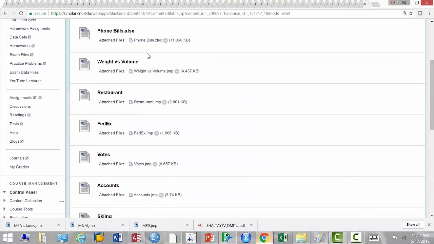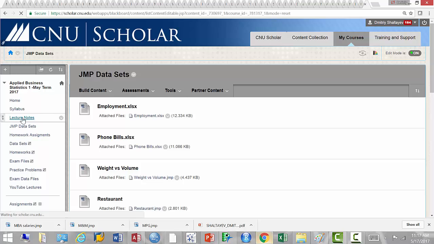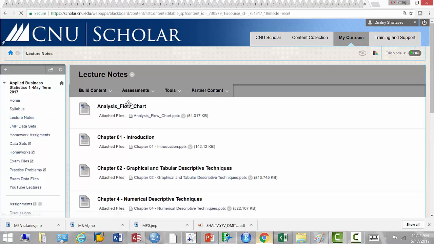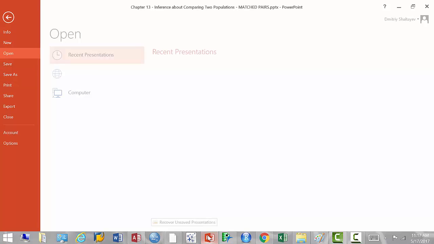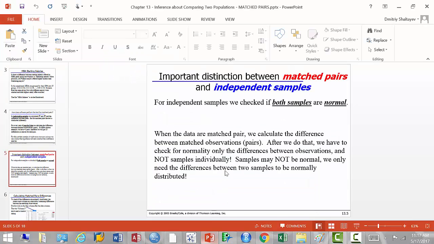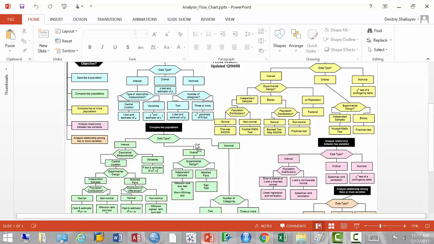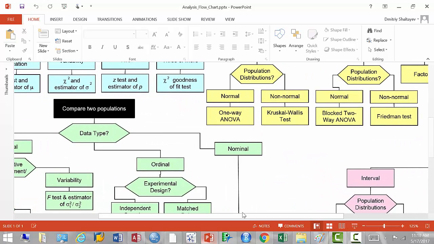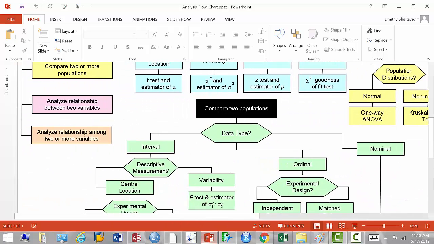Let me be formal, right, about this thing. So let's go back to the lecture notes and open up the analysis flowchart, right? This one. I'm actually going to just open it from here. Analysis flowchart right there. Okay, so if I want to be formal and see which test I actually have to use, I need to start from this node of the decision tree, right? I'm comparing two populations. MBAs graduating with marketing degree versus MBAs graduating with finance degree, right?